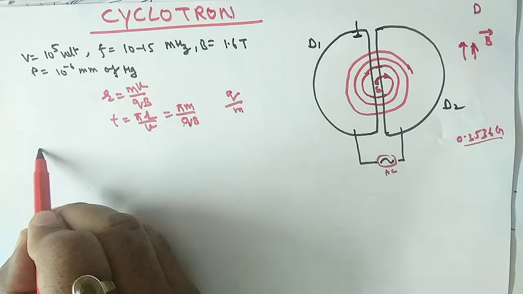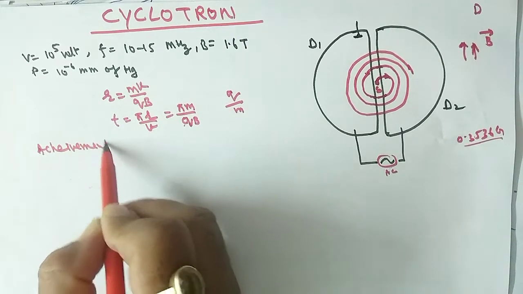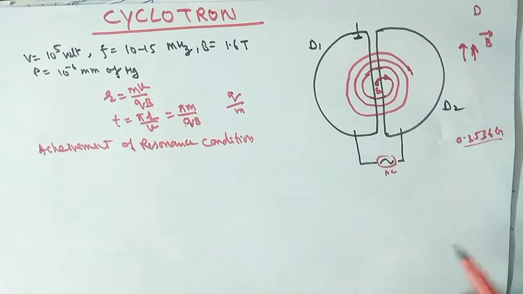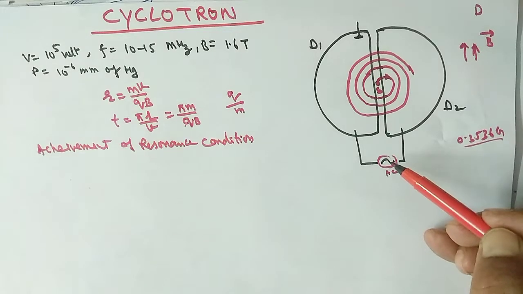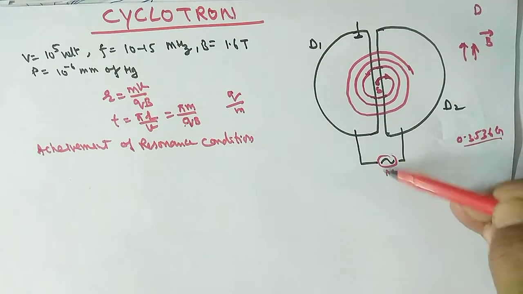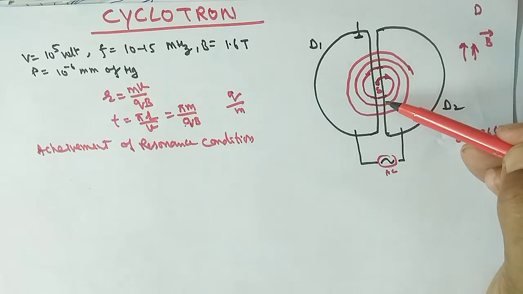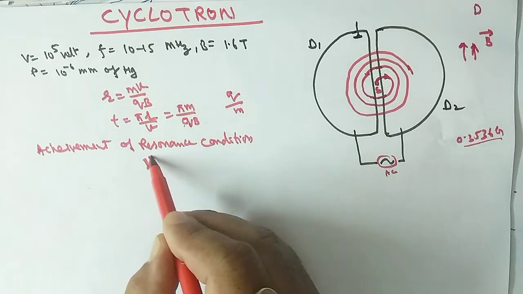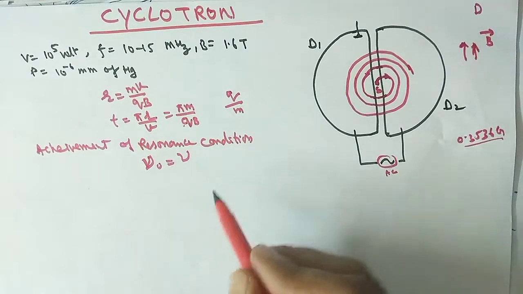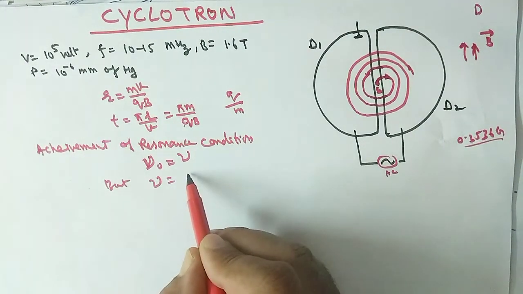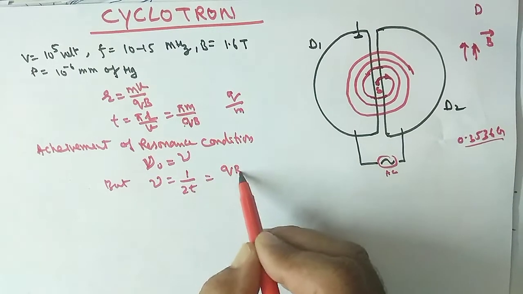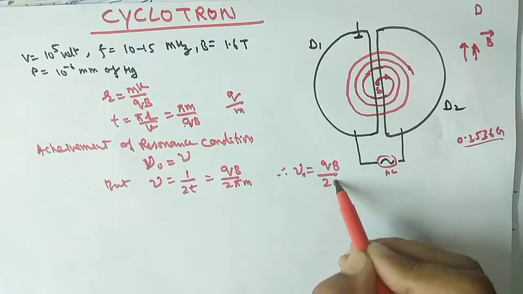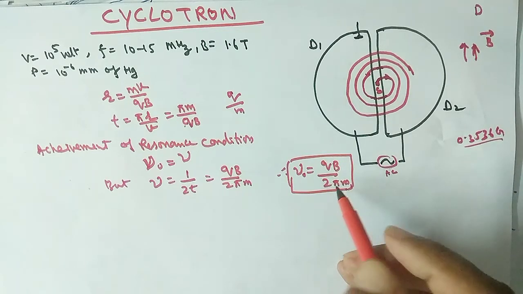Now see one more thing, the achievement of the resonance condition. What is the resonance condition in this device? The frequency of the applied voltage and the frequency of the moving charged particle should be the same. Only then it will work properly. So the resonant frequency should be equal to the applied frequency. We know frequency is given by 1 upon T, that is qB upon 2 pi m. So the resonant frequency should be equal to qB upon 2 pi m.